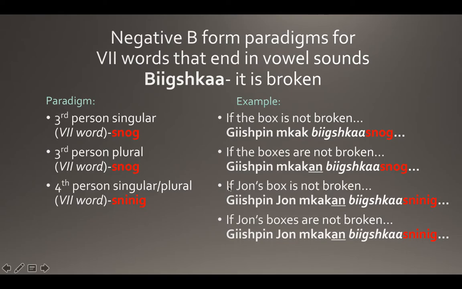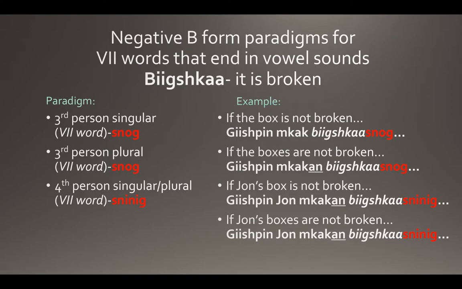Moving on to our fourth person sentences or phrases. Again, we're using the same grammar pattern. We're going to be using John as our third person. His box is the fourth person. Gishbin is if. John is John. Mkuk is box, but mkukan is his box. Bikshka, broken. Sninig is his or her thing is not broken. So altogether, Gishbin John mkukan bikshka sninig.